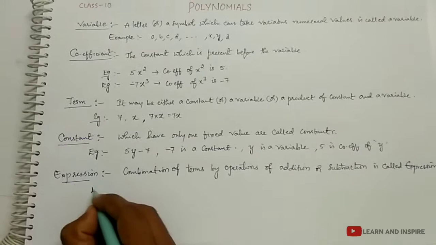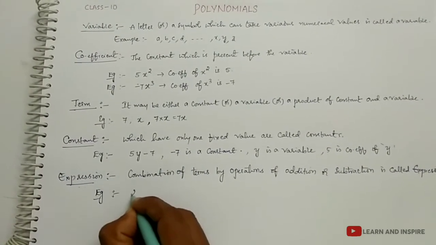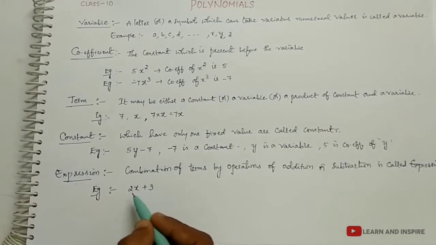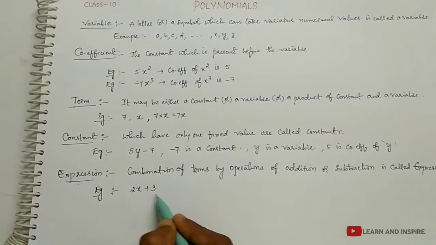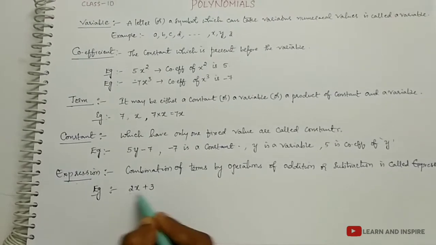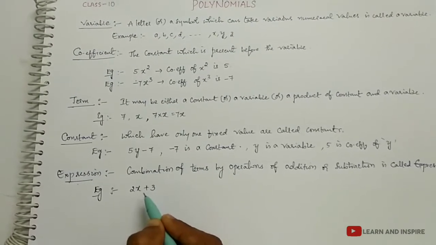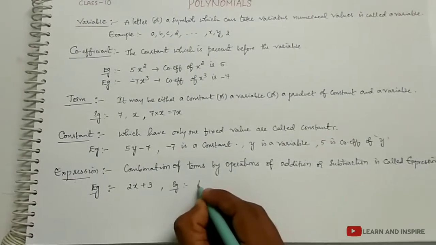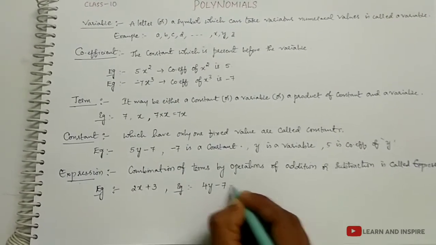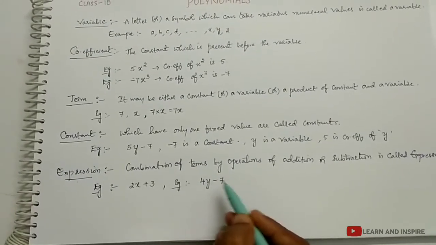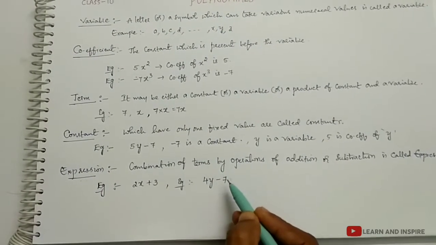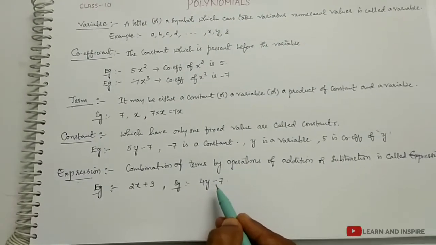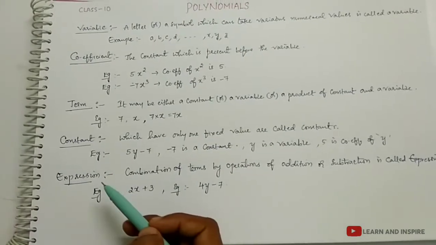Okay, so we'll see one example based on this. 2x plus 3. Here we have two terms: 2x is one term and 3 is another term. In between these two terms we have an operation symbol, that is a plus. Let us see one more example: 4y minus 7. In this expression we have two terms, one is 4y, another term is 7. In between these two terms we have an operation symbol, that is a minus. Understood what an expression is?